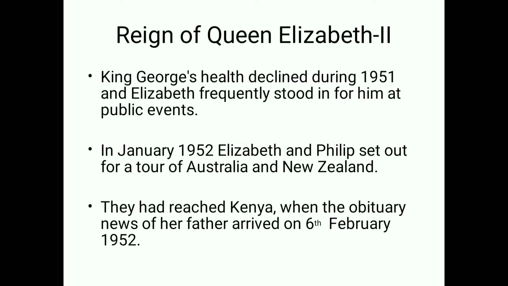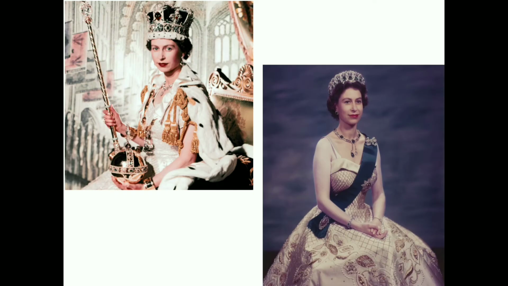We can see King George's health declined during 1951 and Elizabeth frequently stood in for him at private and public events. In January 1952, Elizabeth and Philip set out for a tour of Australia and New Zealand. When they reached Kenya, there came sad news for them. Her father had passed away on 6th February 1952. Here is another picture of the Queen.